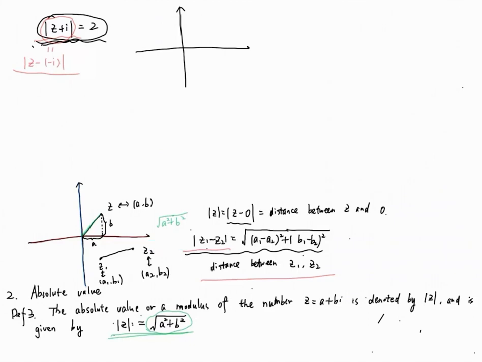Using this, you can see the left expression means the distance between z and minus i. So here is minus i. So the distance between z and minus i is the meaning of the left. And on the right, it means equals 2. So the meaning of this equation means the distance between z and minus i equals 2.